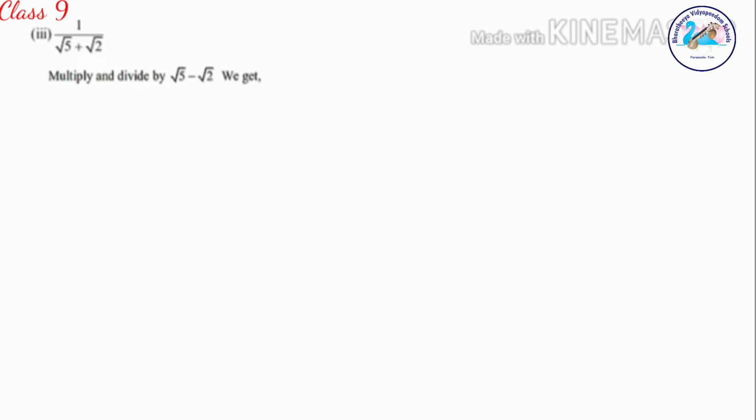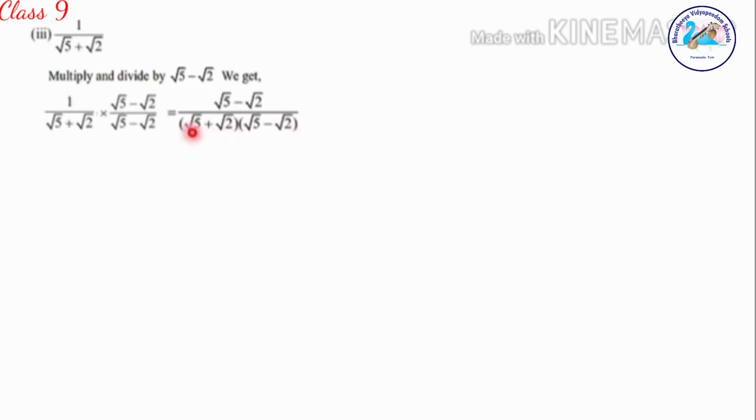We have to multiply and divide in the numerator and denominator. That is 1 divided by root 5 plus root 2 is equal to, just multiply and divide by root 5 minus root 2, root 5 minus root 2 into root 5 minus root 2. This root 5 minus root 2 is called the conjugate of root 5 plus root 2. Then let's arrange it a little. 1 into root 5 minus root 2 is root 5 minus root 2 only. Denominator: root 5 plus root 2 into root 5 minus root 2. Let's keep the brackets.